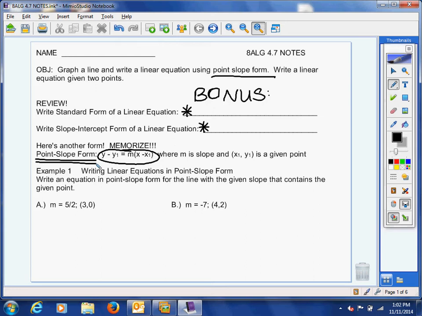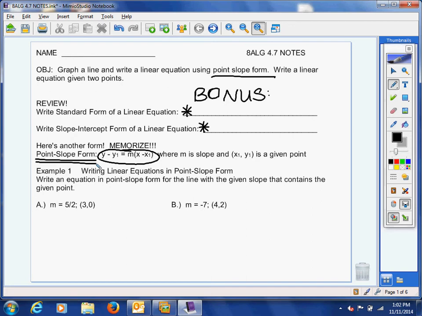So m is your slope, x1 and y1 is your given point. So here's the name of the equation. Let me read it to you. y minus y1 is equal to m times the quantity x minus x1. I would write that as often as I can until I got it memorized. Okay, let's look at example 1.